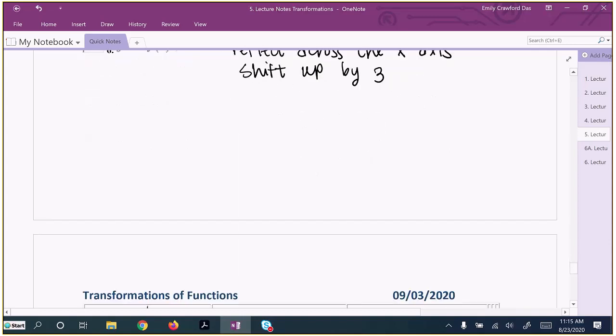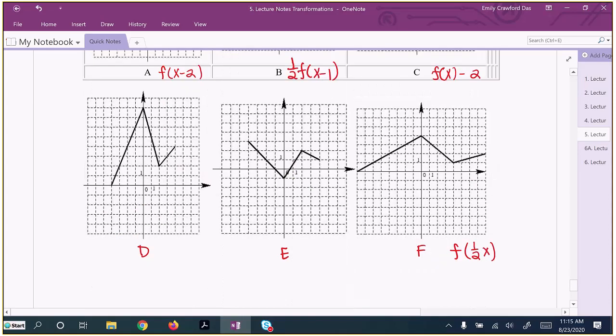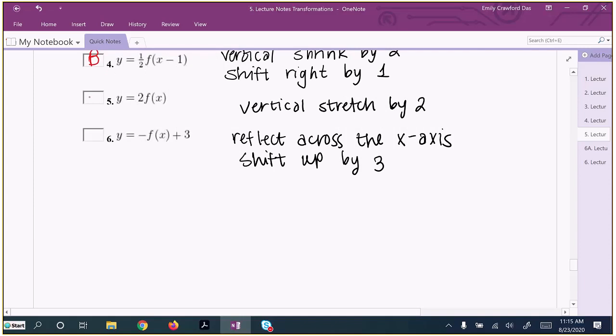Vertical stretch by 2, that must be D, because clearly D is stretched, but otherwise the x coordinates have not changed, just the y coordinates are doubled. So that's D. So that means finally that the only graph that's left should be E.